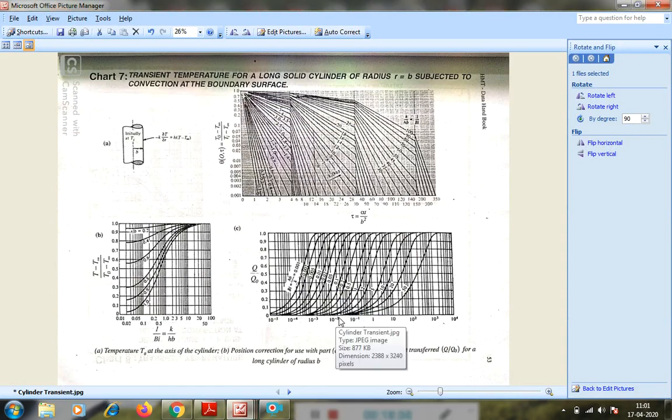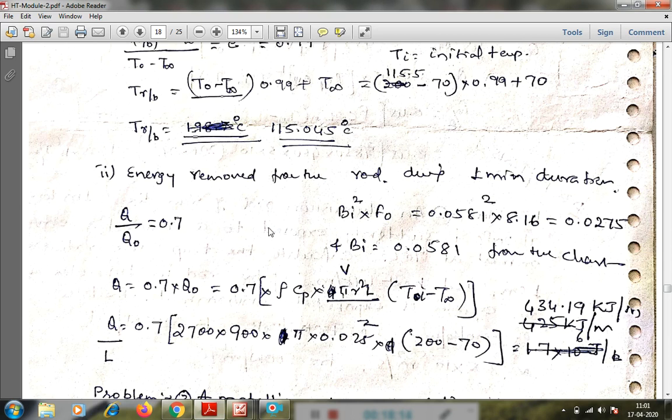Okay, here this one we have to take, and for the Biot number, the Q by Q naught value here we got as 0.7. Then the Q naught is rho Cp into Ti minus T infinity into volume, and the volume for the cylinder is pi r square L.